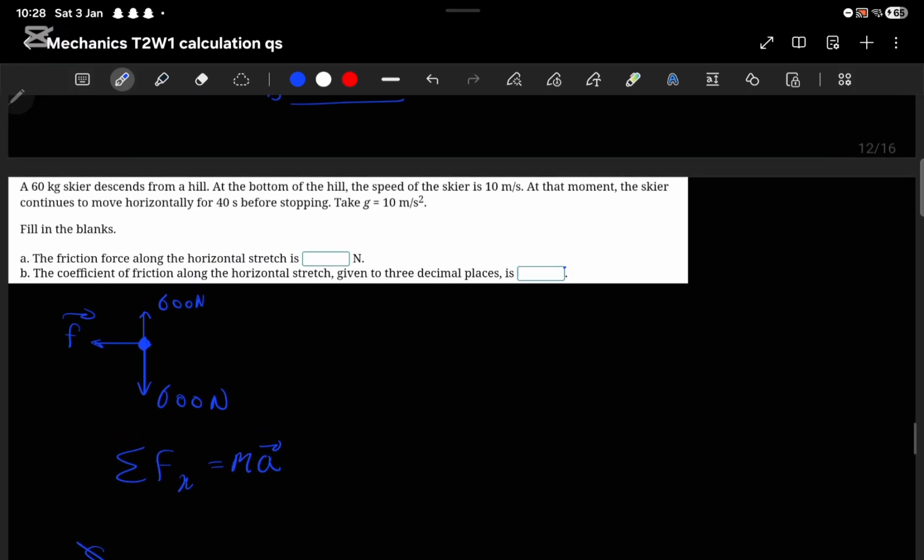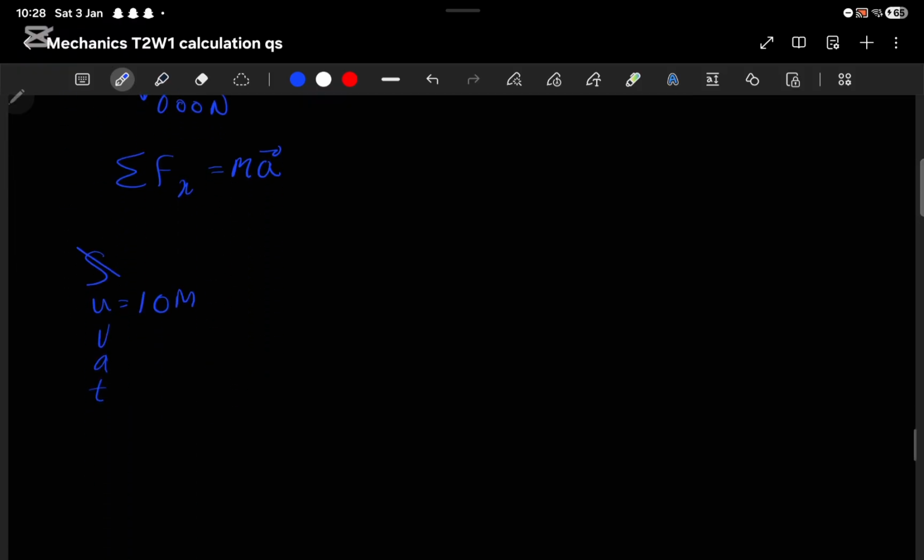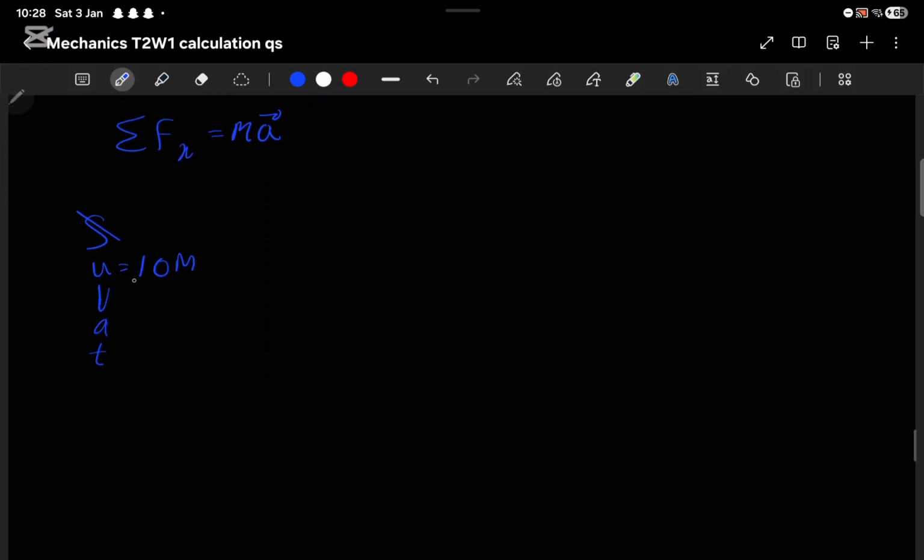Because look, it says at the bottom of the hill, his speed is 10 meters per second. That's the initial velocity. v is what I want. v is 0, because he's slowing down and stops at the end of his motion, so 0 meters per second. a is what I want to find. And t is 40 seconds.